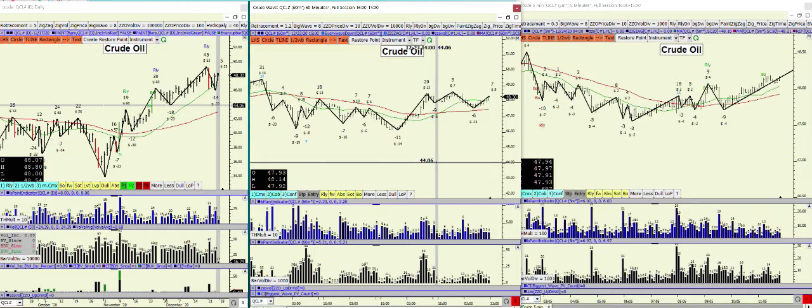I'm going to focus on crude oil and basically do a study. This study will focus on using wave charts along with support and resistance.